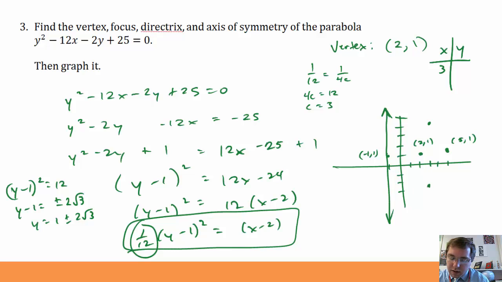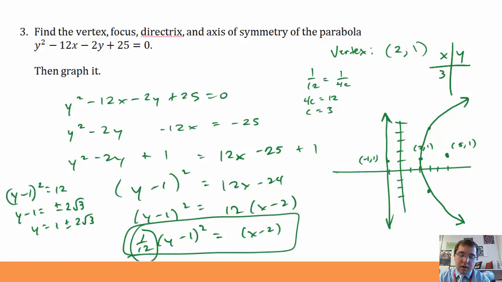These are not exact points, so I'm not going to label them because I don't want my graph reader to misinterpret it. But that just gives me a sense of how wide to make my parabola. Okay? So that is my graph. Notice there's still symmetry, and the axis of symmetry is this horizontal line that goes through everything in the middle there. It goes through the vertex and the focus and is perpendicular to the directrix.